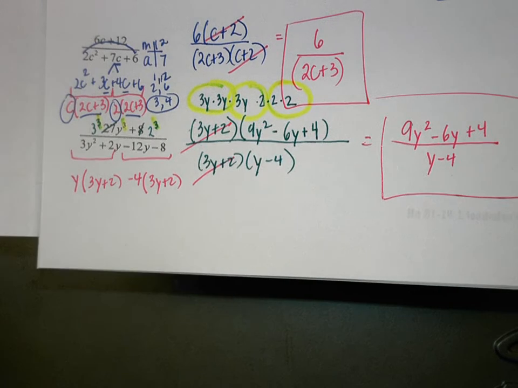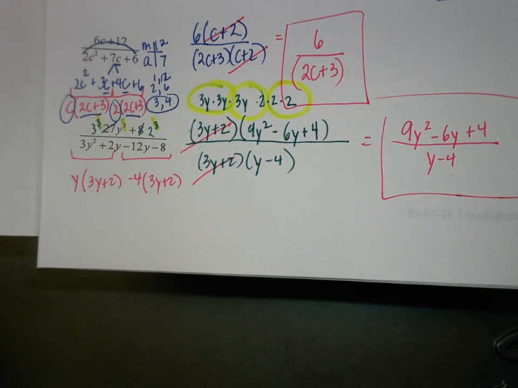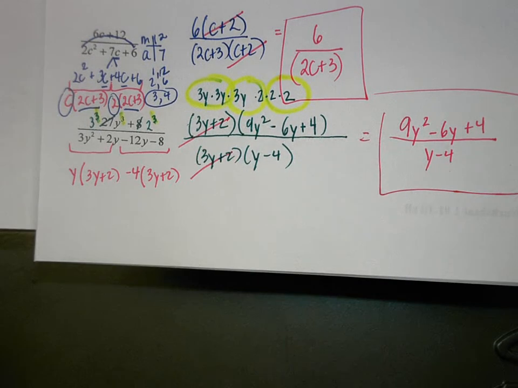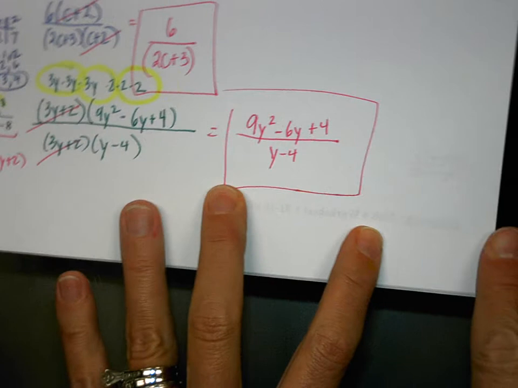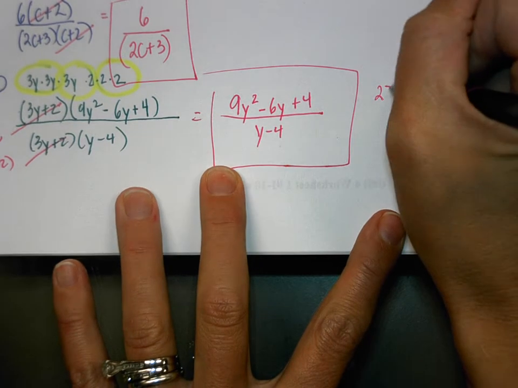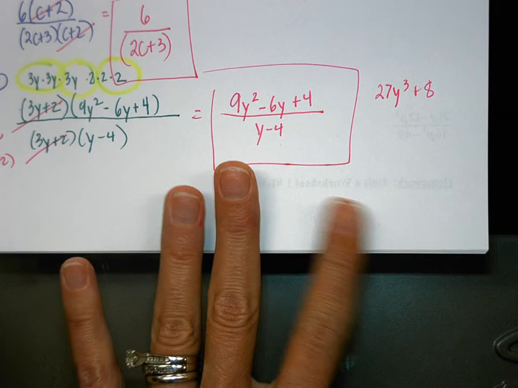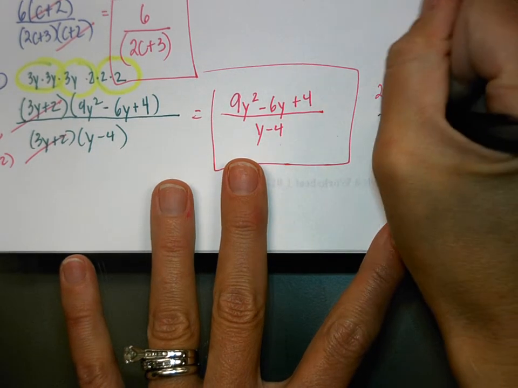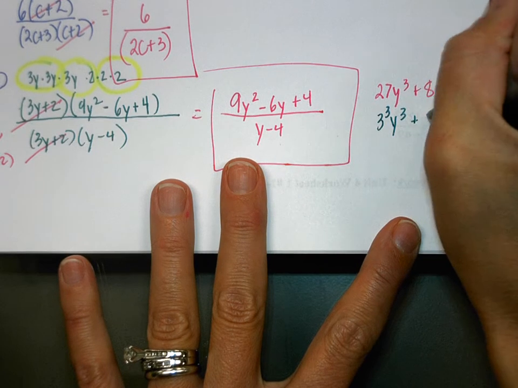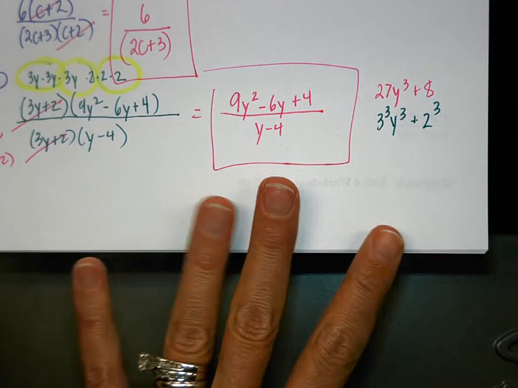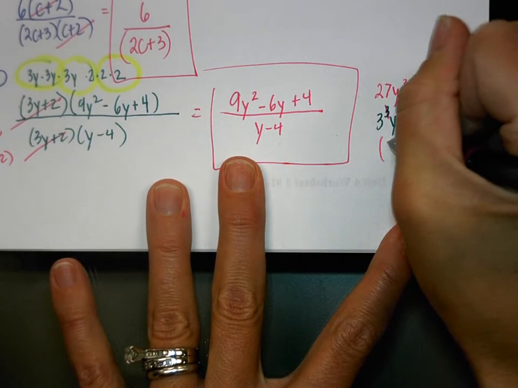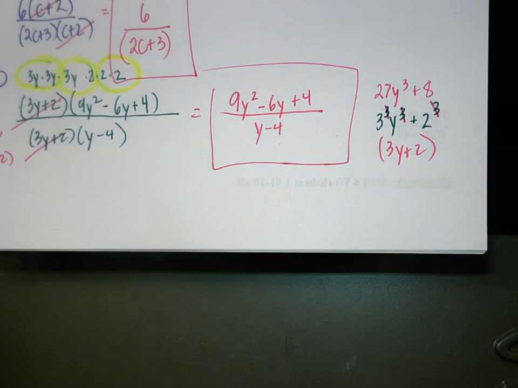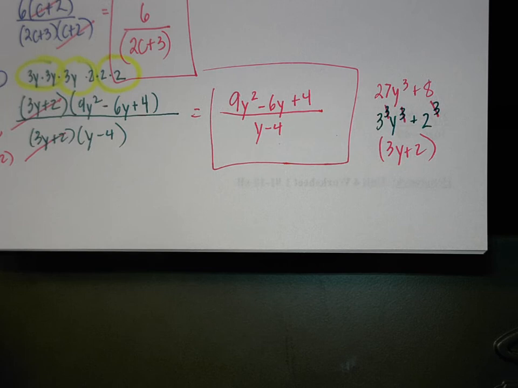Yes? I remember you telling this, but I forgot. How did you find the first one? On the top? The 3y plus 2? Yeah. Okay. So I'm going to go back to the 27. So we had, I'm just going to write it here to the side, 27y cubed plus 8. So you need to write everything as cubes. 27 is 3 cubed, y cubed, and 8 is 2 cubed. And so all I do, once they're all written as cubes, is cancel out each of the cubes, and then you have your 3y plus 2, which makes your first parenthesis. Okay? So just make sure that you write everything as cubes.